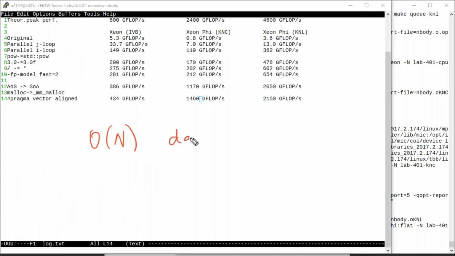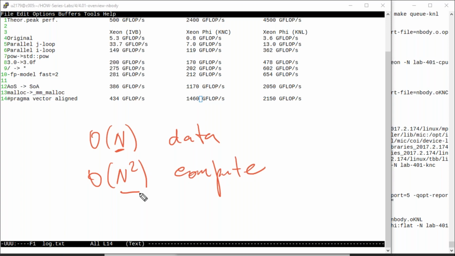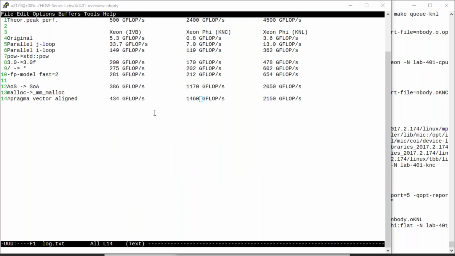We have this much data. We have this much computation. When n is increased by a factor of 4, memory traffic goes up by a factor of 4. But computation goes up by a factor of 16. So we have more computation relative to data movement, or so we hope, which means that data movement becomes less relevant. Well, let's see if this holds true. So this was for 16,000 particles. This last measurement.